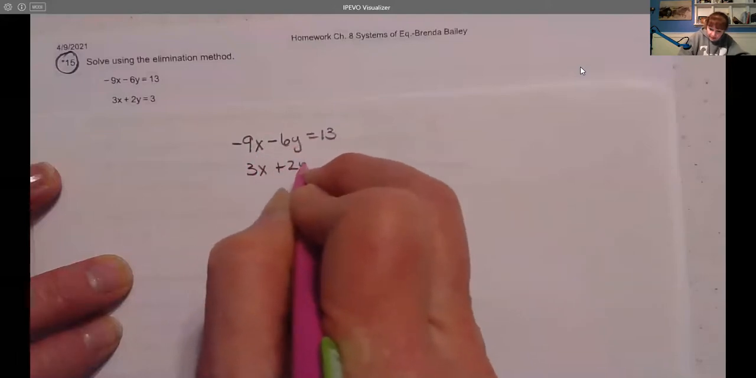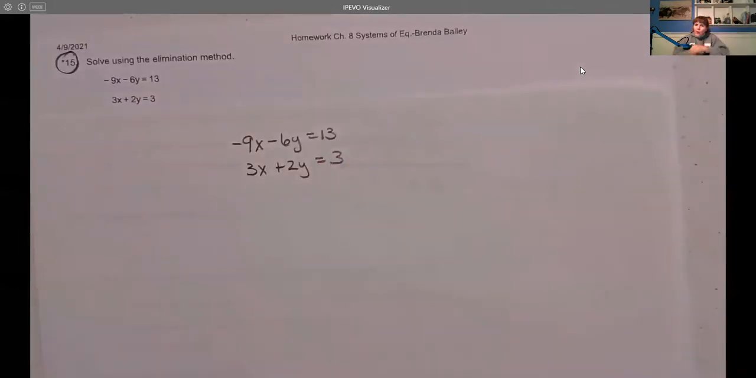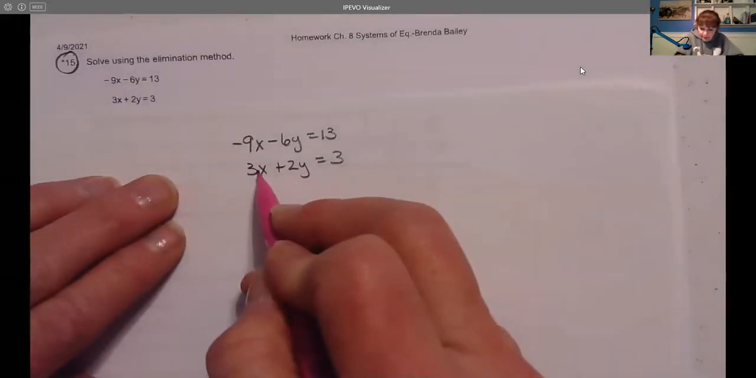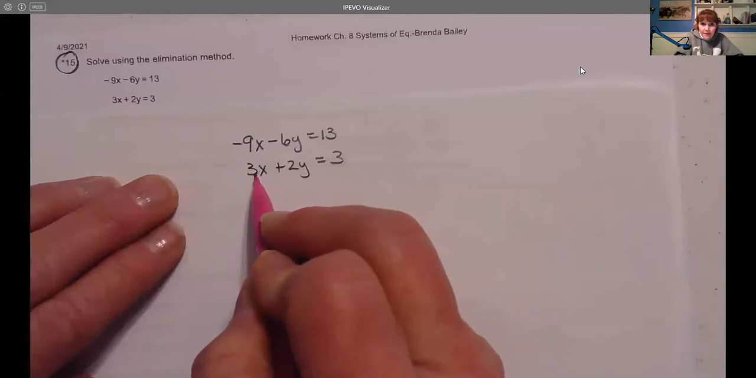This will have a little extra step. We're going to cover a couple of little ideas here. If you added these together, the x's will not drop out and the y's will not drop out. So one of those is going to have to drop out. You have to pick one. Do you want the x's to drop out or the y's to drop out? Once you've decided, let's say I want the x's to drop out. That means that number has to be a positive 9.